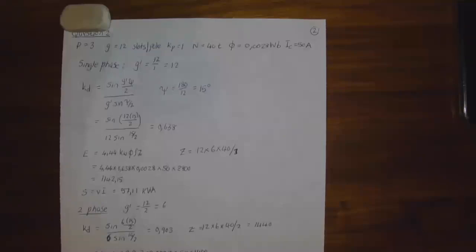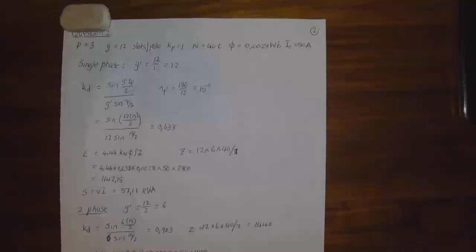Now, if we've got single phase, we want to know what is G dash. That is the slots per pole per phase. Now we've got a single phase, therefore G dash is 12. Then we can calculate psi, which is 180 divided by 12, which gives us 15 degrees. And then if we calculate KD, we get 0.638.